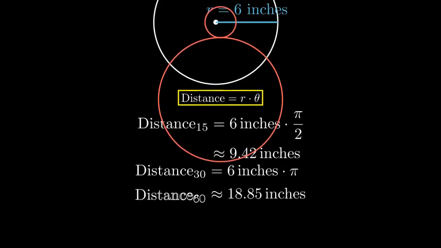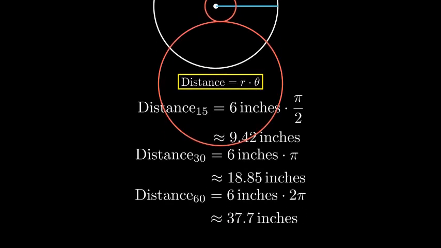Finally, for 1 hour, the minute hand makes a complete circle. That's 360 degrees or 2 pi radians. The distance is 6 inches times 2 pi, which equals approximately 37.7 inches.